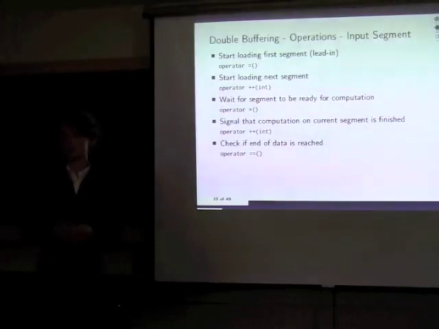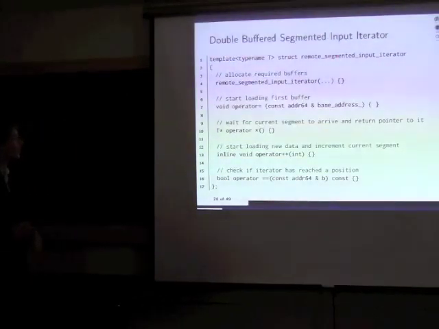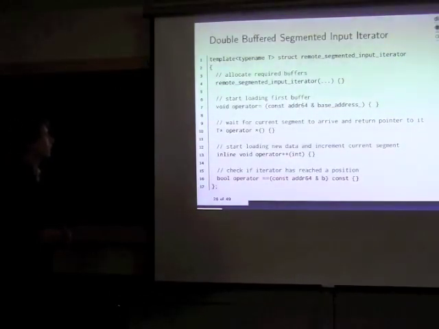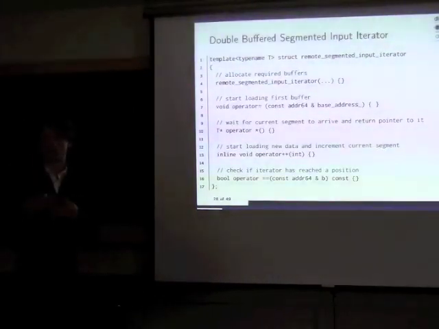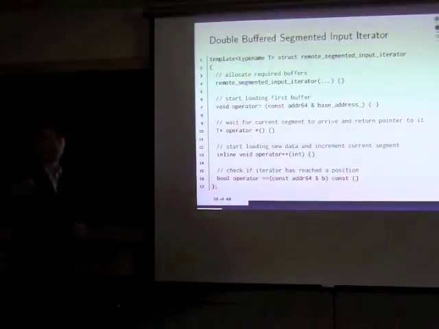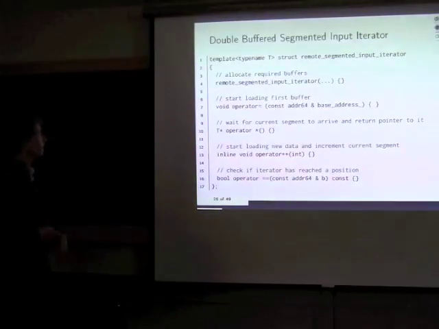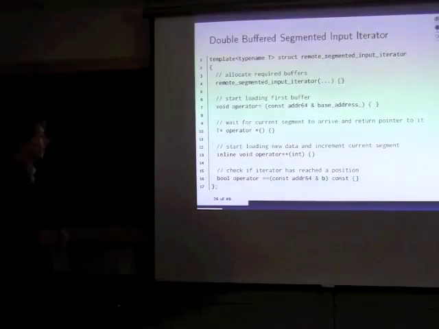Now we had this idea and we implemented a very simple prototype. It looked something like this. It's a remote segment input iterator, and it has all the operations I just explained. Some constructor actually allocates the buffers we need to do the communication. The equal operator takes in our prototype just an address to say, okay, we want to load starting from this address. The star operator will do the DMA synchronization. The plus plus operator will start loading the next data, and of course the equal equal operator.